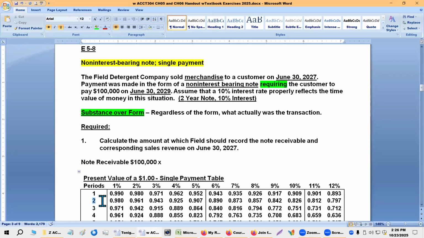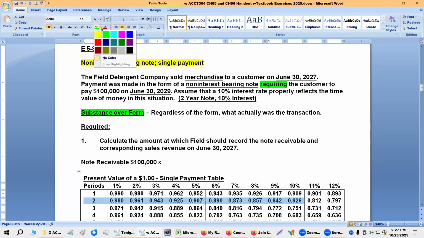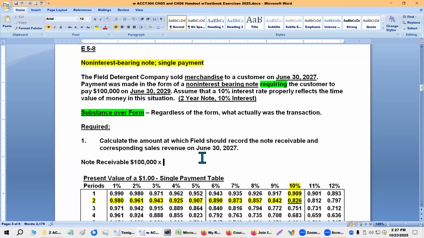I'm going to highlight that. Oh, you know, I could highlight them all the way across. Hey, look at that. See that? And is that 10%? So this is what we're going to discount this amount at. You know, what's this worth today? It's worth 0.842. By the way, I changed these problems a little bit from the textbook to make them a little bit easier.